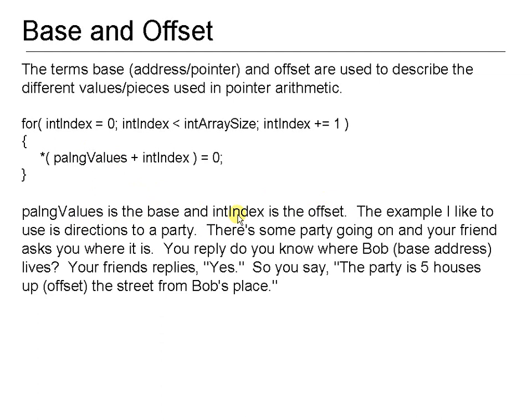The example I like to use is directions to a party. There's some party going on and your friend asks you where it is. You reply, "Do you know where Bob, the base address, lives?" And your friend replies, "Yeah." So you say, "The party is 5 houses up," that's the offset, "the street from Bob's place." So go to Bob's and go 5 houses up. So pValues is Bob's house, that's the base, and the offset is plus 5 houses.